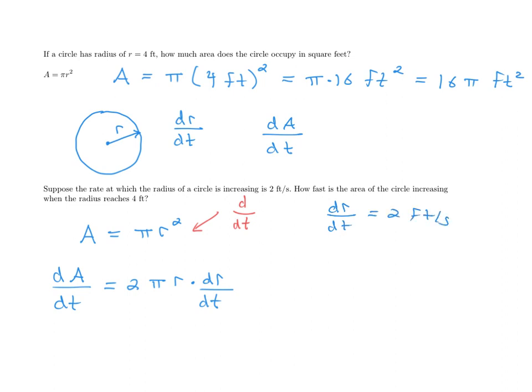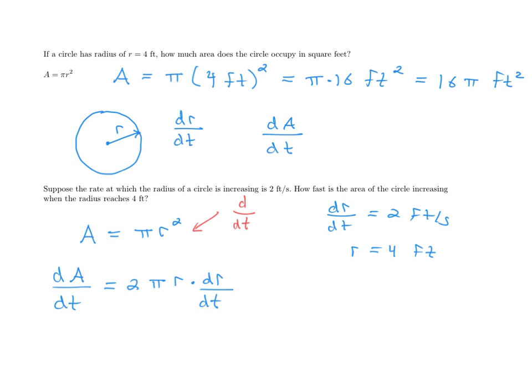And what else do we know? If we want to know how fast the area is changing, not only do you have to know how fast the radius is changing, but you have to know how long the radius is as well. And we're told, well, what's this when r is equal to 4 feet? So I'll say r is equal to 4 feet. I'm going to take this information, put it into this side of the equation, and it will tell me the rate at which the area is changing.